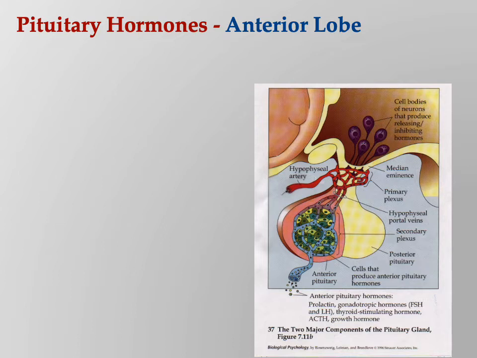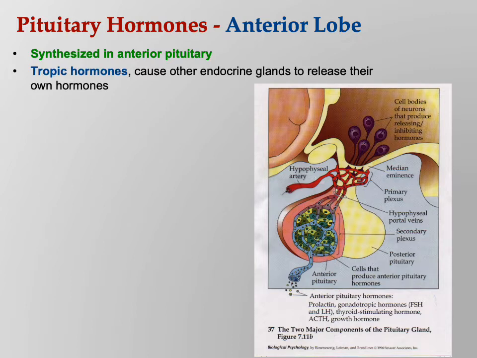So let's now look specifically at the anterior pituitary, which is where all those releasing or inhibiting hormones were going, okay? Whereas the hormones we saw before were synthesized in the hypothalamus, the anterior pituitary hormones are synthesized in the anterior pituitary itself. These are not hypothalamic hormones, they're made in the anterior pituitary, which, remember, is a gland, okay? They're tropic hormones. We say that because they cause other endocrine glands to release their own hormones. In other words, they turn or change other endocrine glands.